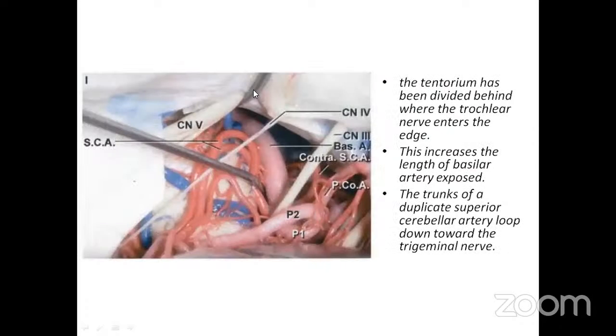In this image, superiorly is the tentorium. The tentorium has been divided. This is the fourth or trochlear nerve. In this image, we can see that the trochlear nerve enters through the tentorial edge. Basically, in this image, the view of the basilar artery has been extended. We can also appreciate a branch, the superior cerebellar artery, that arises from the basilar artery and goes toward the trigeminal nerve. This is the trigeminal nerve.